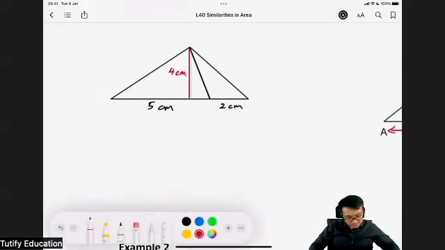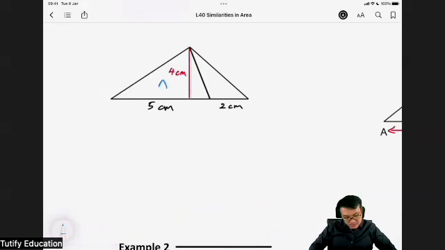So Talia, now, if I call this triangle A and I call this triangle B, can you help me to find the area of triangle A? Half times 4 times 5, half times the base times the height. And what do you get? 10.